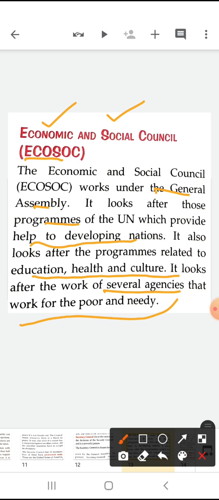Economic and social means they work for the economy and the social factors. First of all, they help developing nations, and they look after the programs related to the education of the nation, the health of the people and culture. And it looks after several agencies that work for poor and needy people.